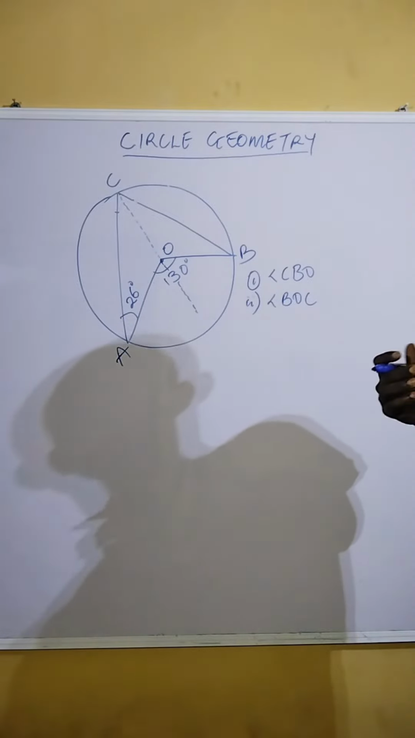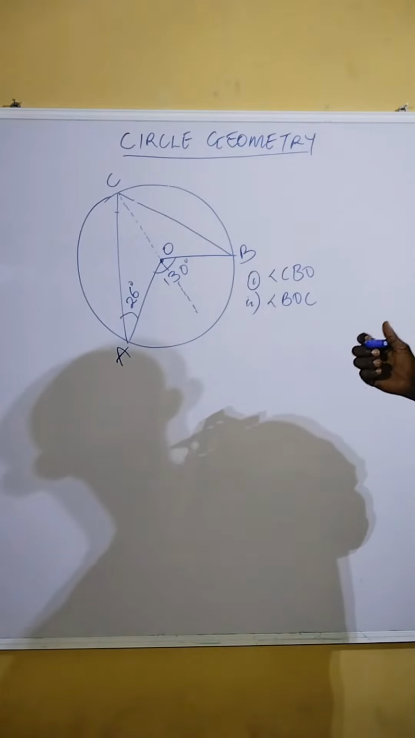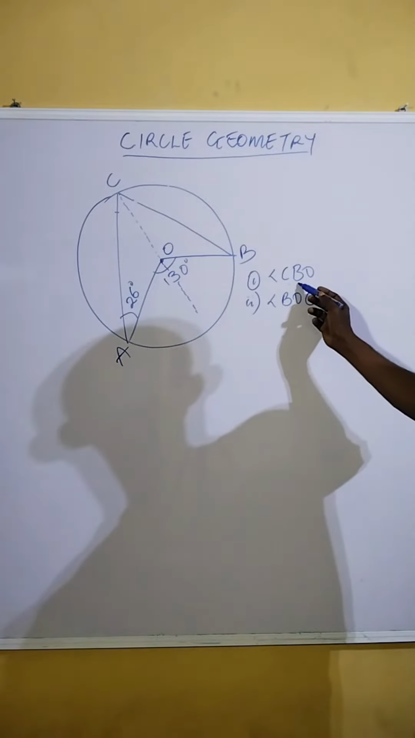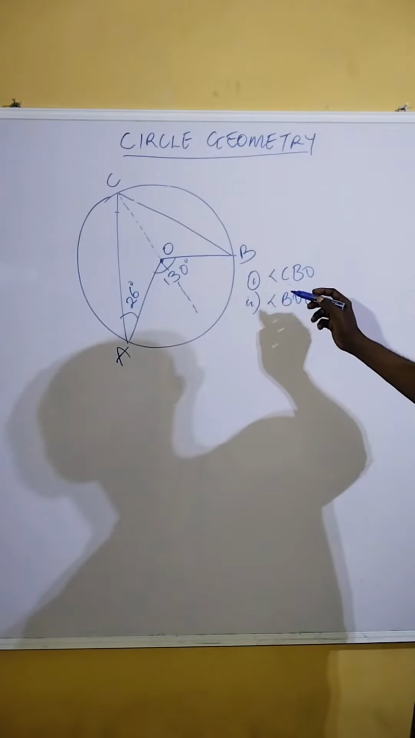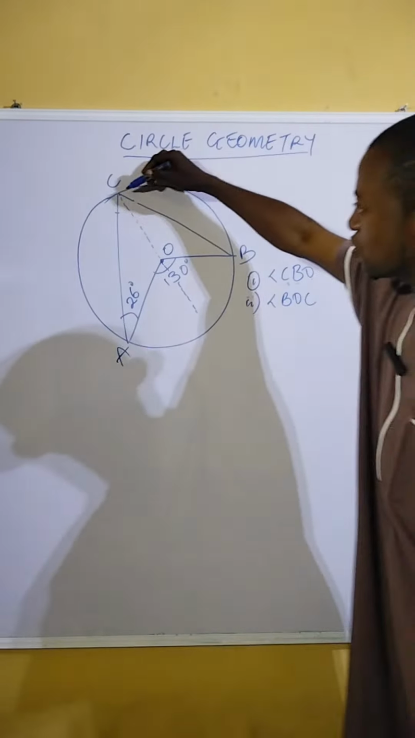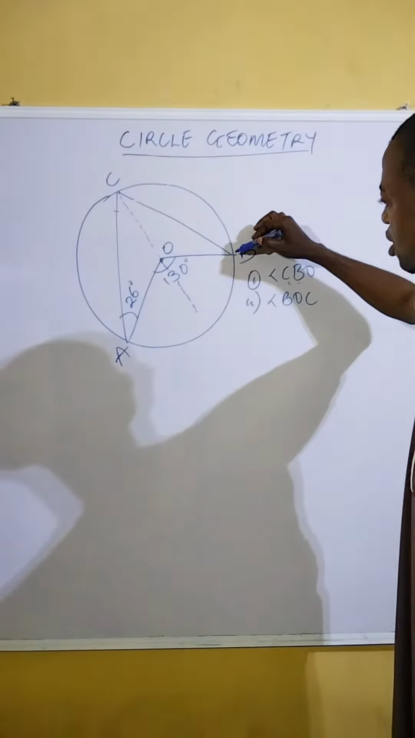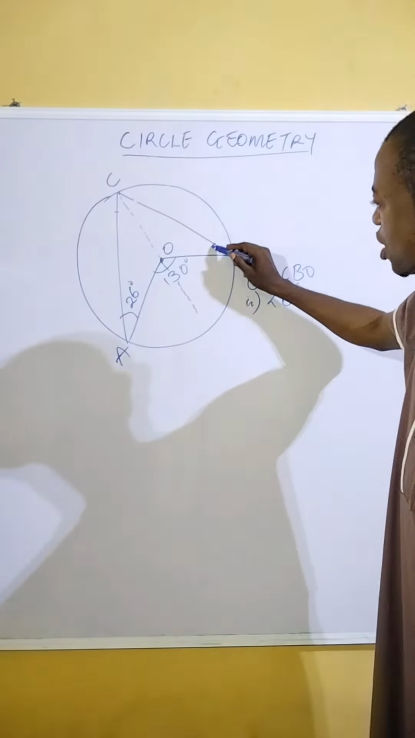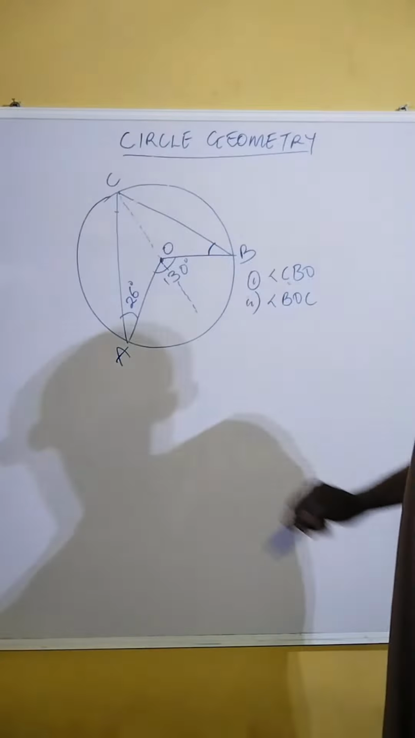We are finding the value of angle CBO. B is at the center. So it's like we are moving from C to B and from B to O. That's CB, then BO. So the angle here is what we are finding for number 1.